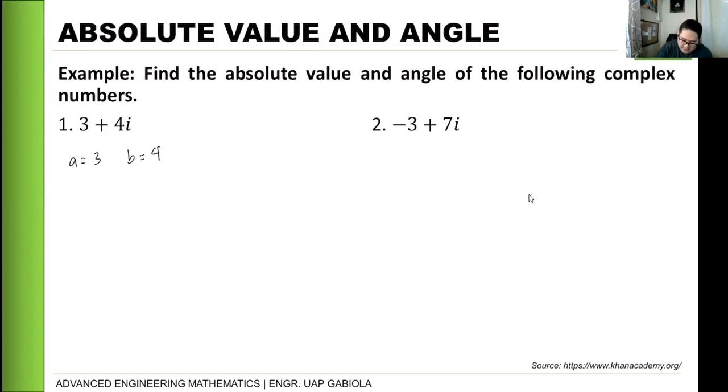So to get for the absolute value, a plus bi, sabi natin siya ay a squared plus b squared tapos square root nun. Okay? So we have 3 squared plus 4 squared and then square root nun. So we have 9 plus 16, that is 25. So square root of 25 is equals to 5. Okay? So ito na agad yung ating absolute value.